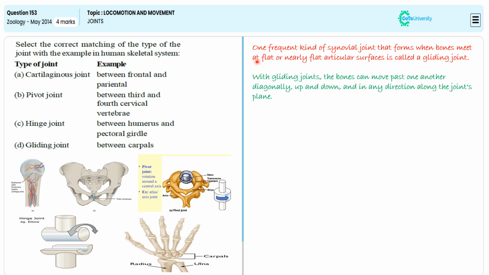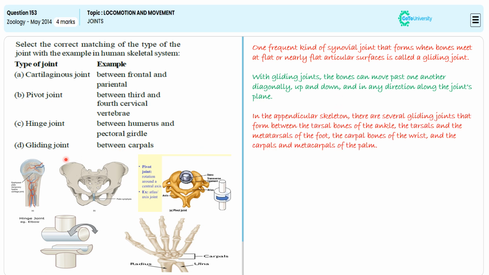In the appendicular skeleton, there are several gliding joints that form between the tarsal bones of the ankle, the tarsals and metatarsals of the foot, the carpal bones of the wrist, and the carpals and metacarpals of the palm. With this specification, we are choosing option D as the correct matching option to secure 4 marks.